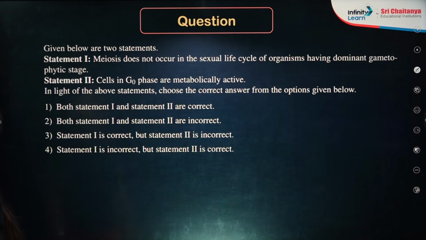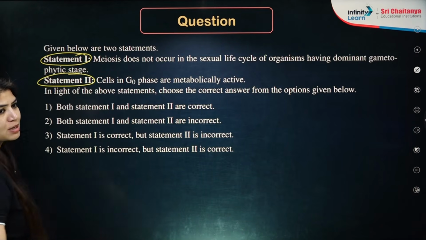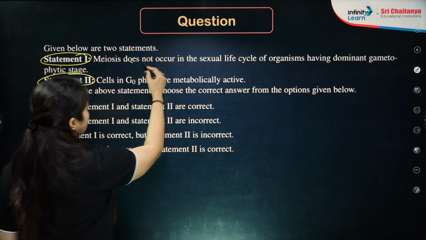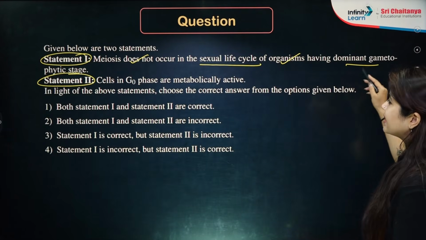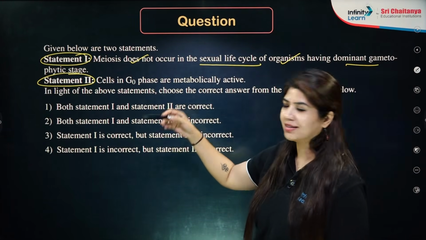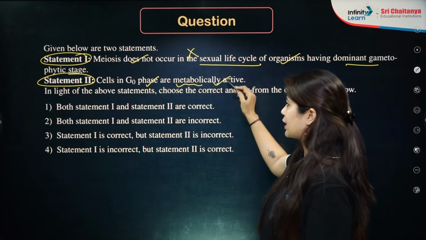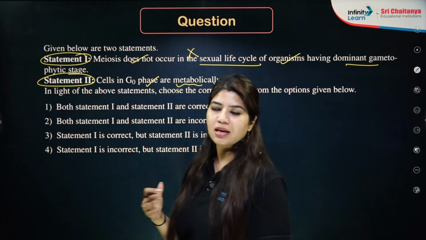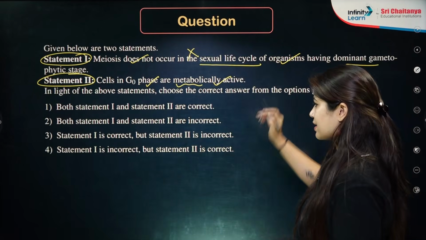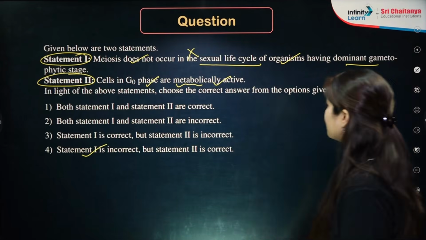Next question. Given below are two statements. First statement says, meiosis does not occur in the sexual life cycle of organisms having a dominant gametophyte. It will occur, so this is incorrect. Second, cells in the G0 phase are metabolically active. Yes, they are metabolically active, but they are not proliferating until they are called to do so. First is incorrect and second is correct. Answer has to be option number 4.